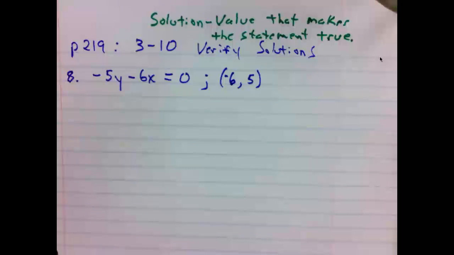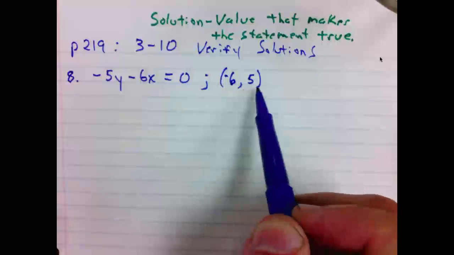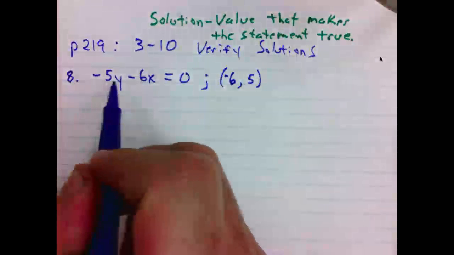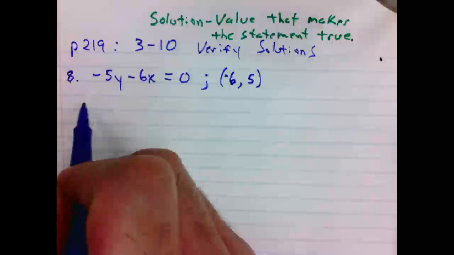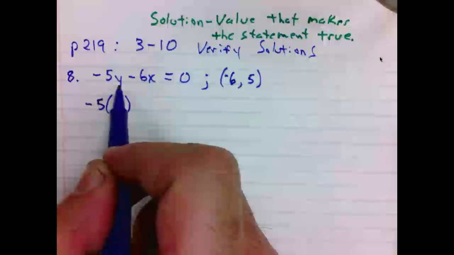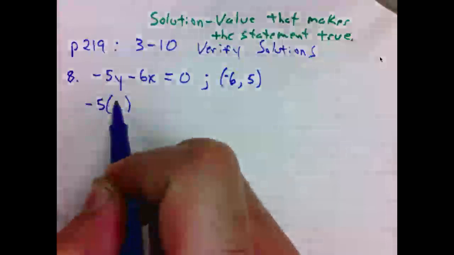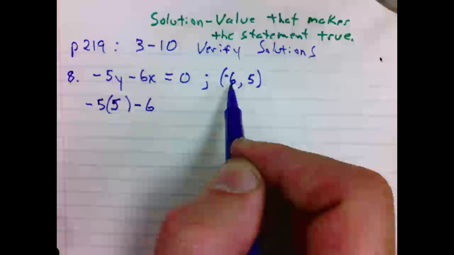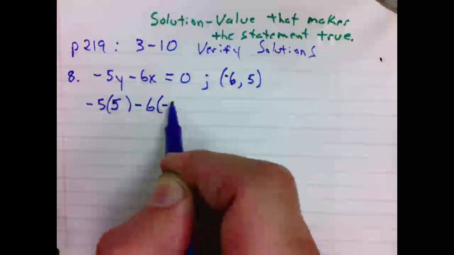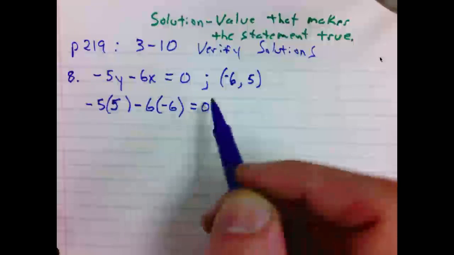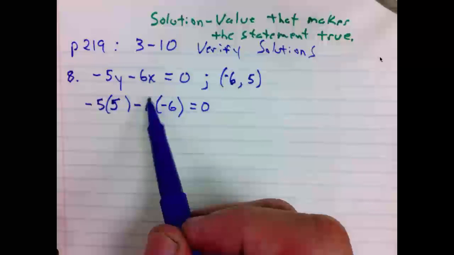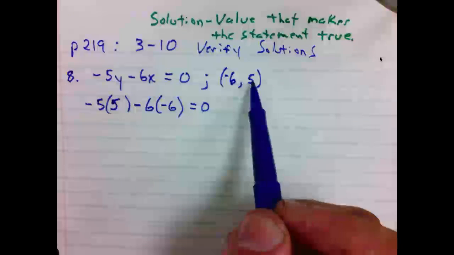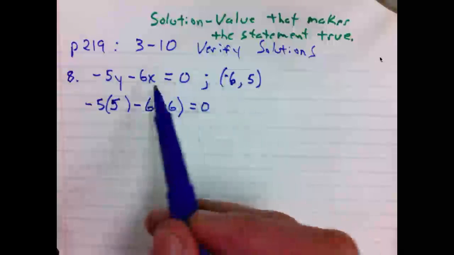We will verify that by substituting negative 6 in place of x and 5 in place of y. As an ordered pair, this is x then y. So recopying this statement, making that substitution, negative 5 times 5, minus 6 times negative 6, equals 0. It was a coincidence in this case that the x happened to be similar to the coefficient and the y similar to the coefficient here. We simply substituted 5 in place of y and negative 6 in place of x.